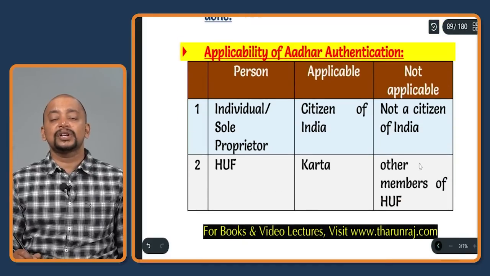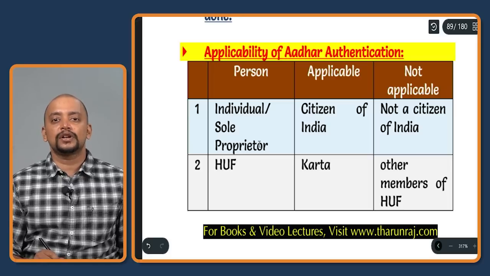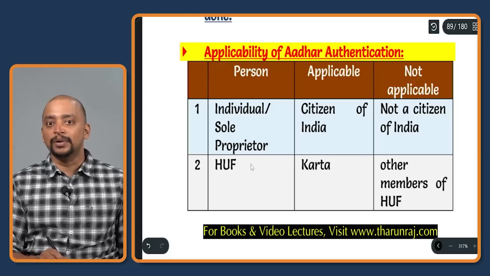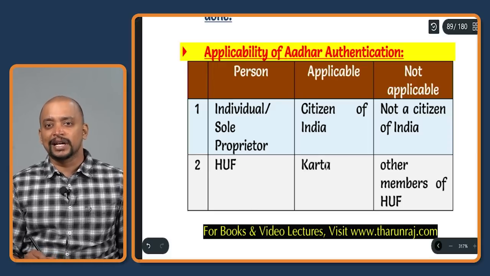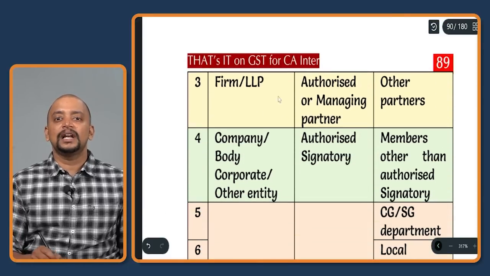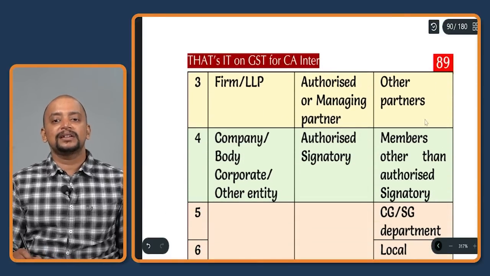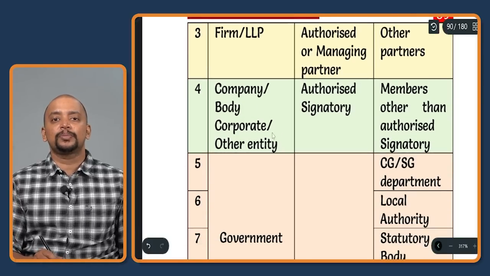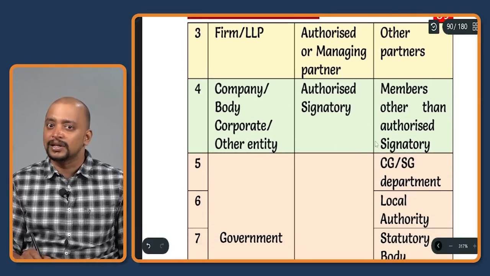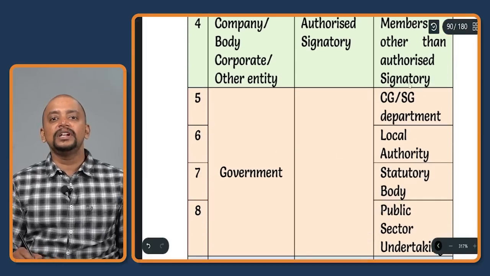But this Aadhaar authentication is not applicable in some cases. What is that? Suppose if a person is individual or sole proprietor, everyone should undergo Aadhaar authentication. What if they are not a citizen of India? Then it is not applicable. HUF, who is required to undergo authentication? Karta, but other members of HUF not required. In case of firm or LLP, authorized or managing partner required to undergo authentication, but other partners not required. In case of company, body corporate or any other entity, only authorized signatory required to undergo authentication, but other members not required. Government, fully it is excluded.